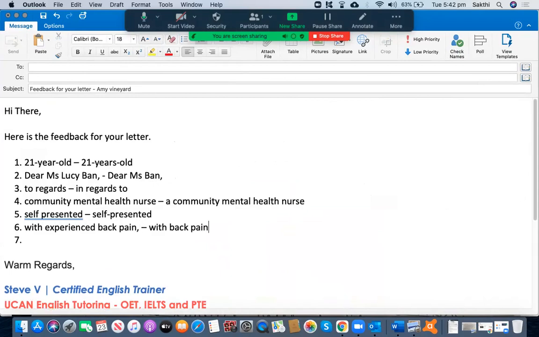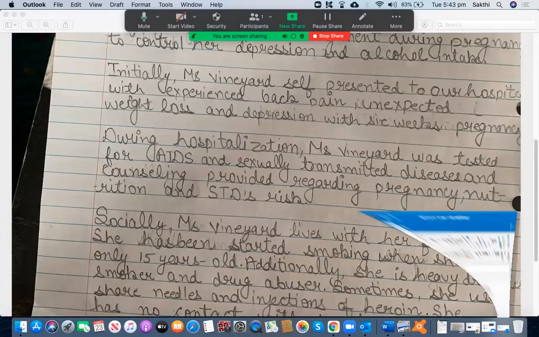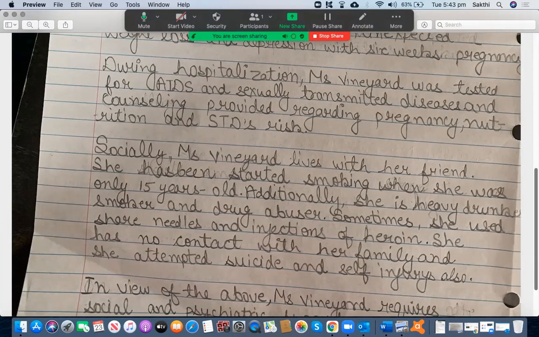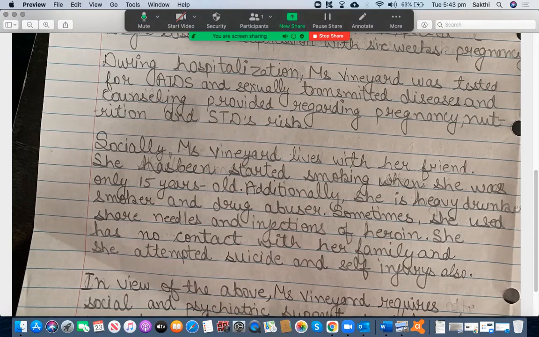And then there is a comma because there are a few other issues as well. Let's go through that. Unexpected weight loss and depression with the 6 weeks pregnancy. That's good. All right, I'm happy with that. During hospitalization, Miss Vineyard was tested for AIDS and sexually transmitted diseases. It could be better to expand this abbreviation, but if it is really long, it's okay. Otherwise, you could have expanded this one. And counseling provided regarding the pregnancy.